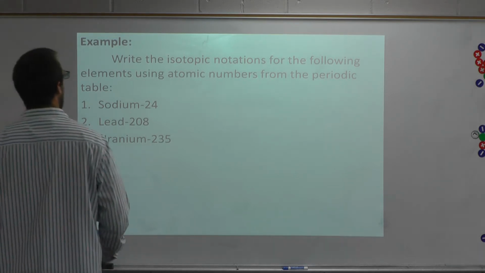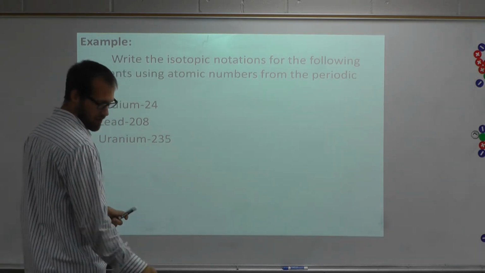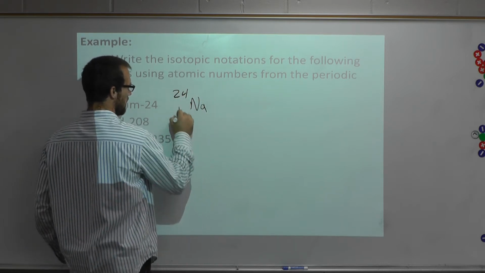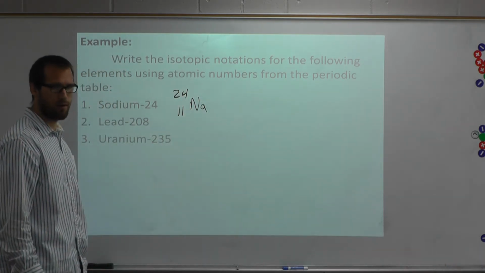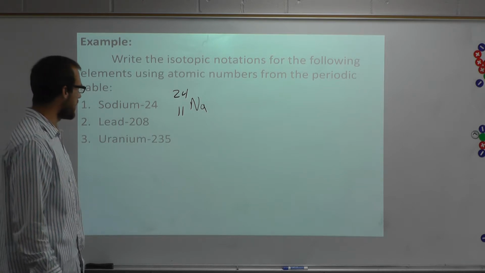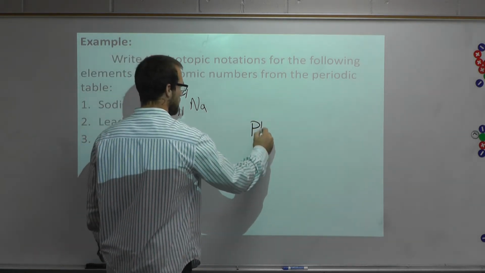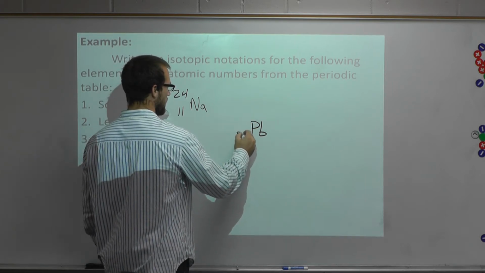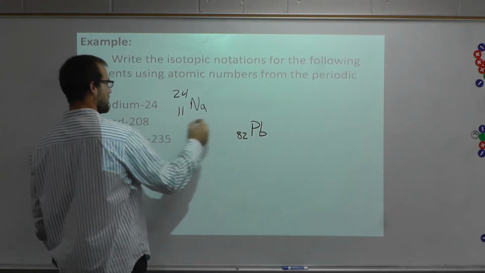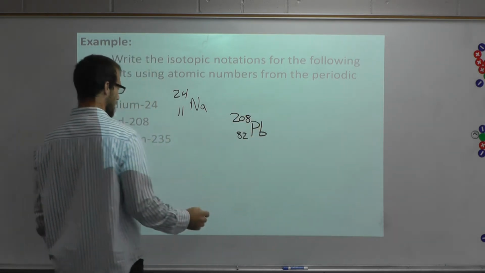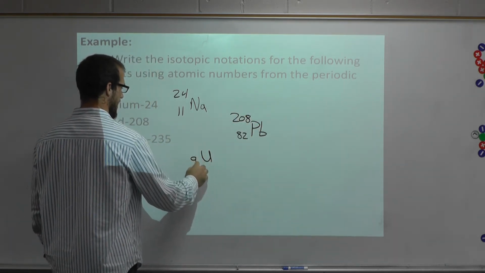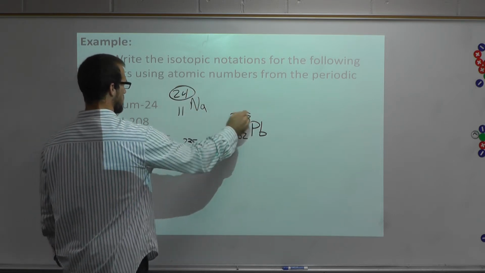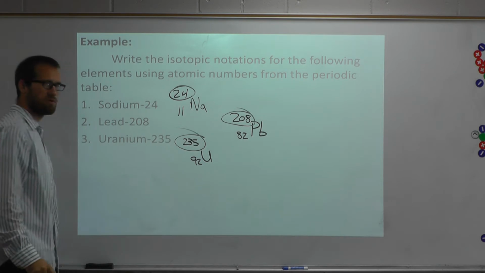Okay, I've got 1 minute, so I want to see how we're doing here. Your sodium symbol, and then mass number, 24, and atomic number. Okay? Lead. Atomic number is 82, right? And then they gave us 208. And then uranium's atomic number is 92. Notice something. The top number will always be what? Bigger. Because it's protons and neutrons.